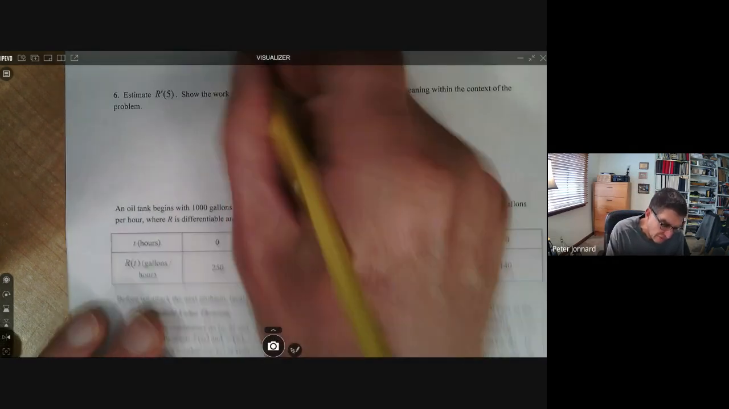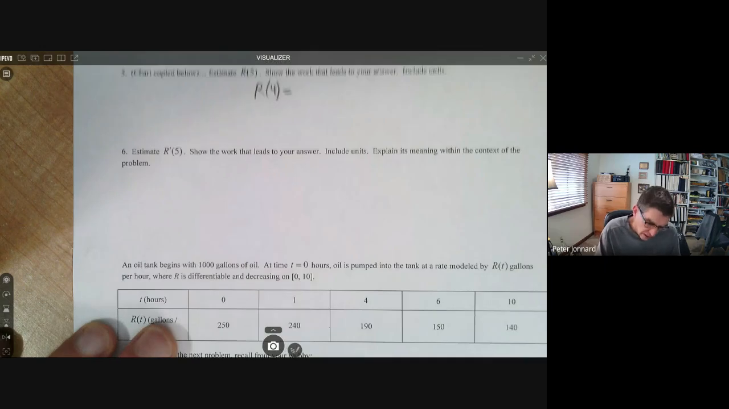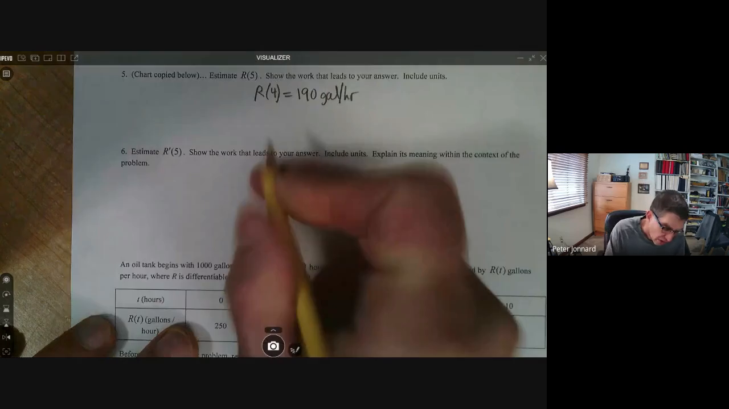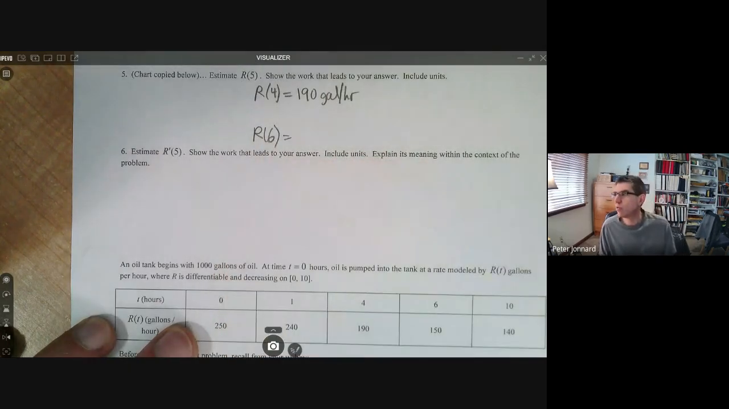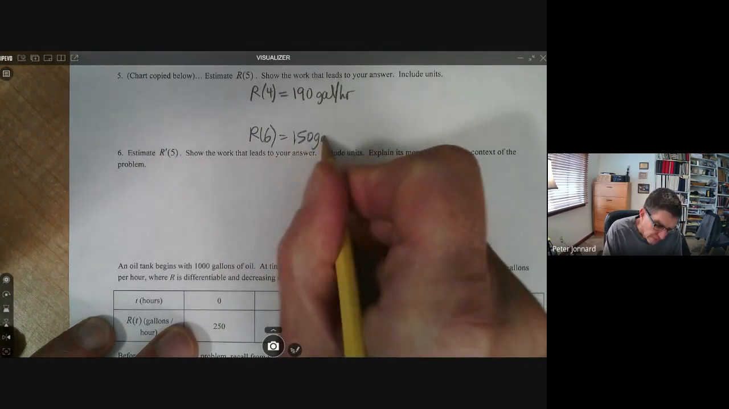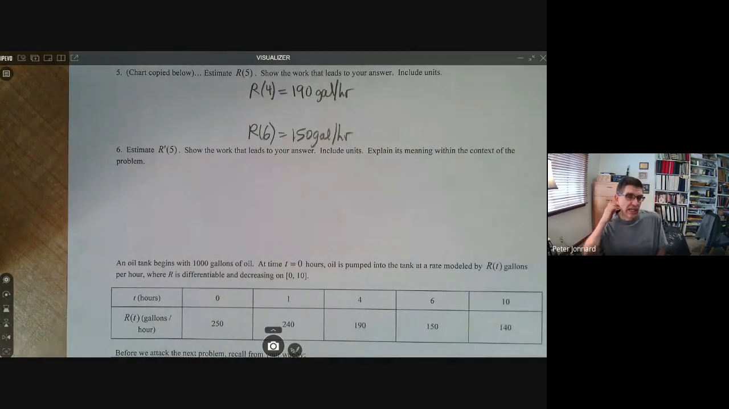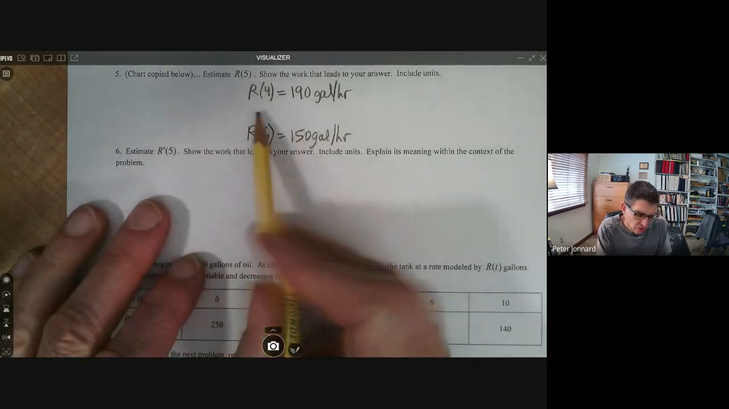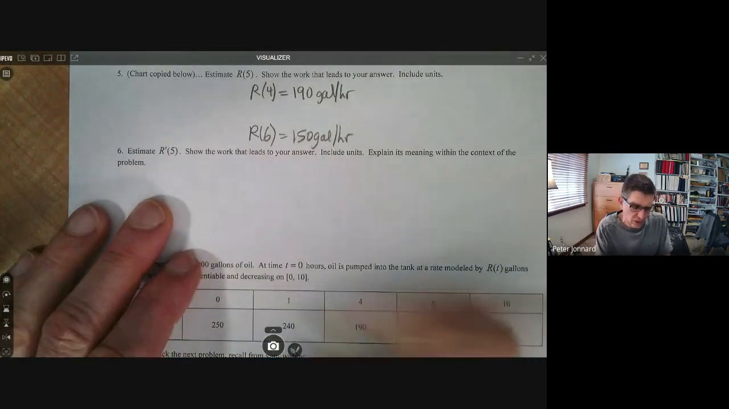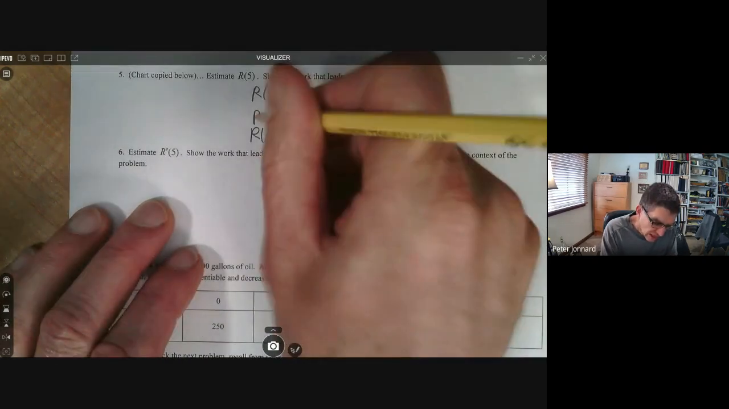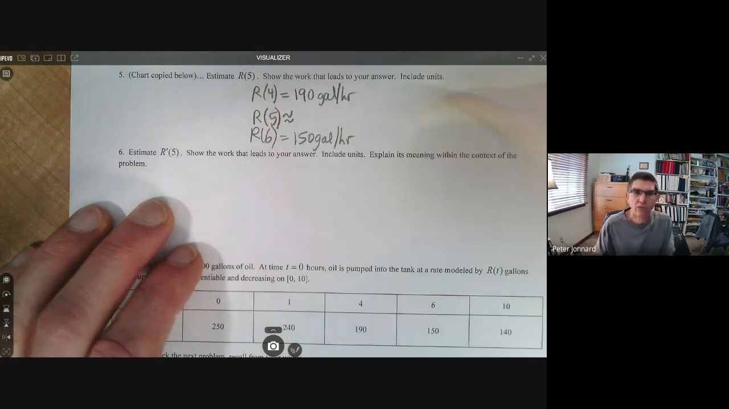So we have R of 4 is equal to 190 gallons per hour, and we have R of 6, which is equal to 150 gallons per hour. We know the function is decreasing, but we don't know in what manner it's decreasing, okay? And so it's acceptable in this case to basically take the average of these two because we don't have any other information other than that it is decreasing. So it's reasonable to say R of 5 would be approximately equal to, okay?